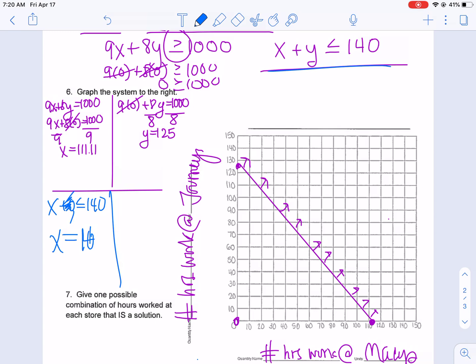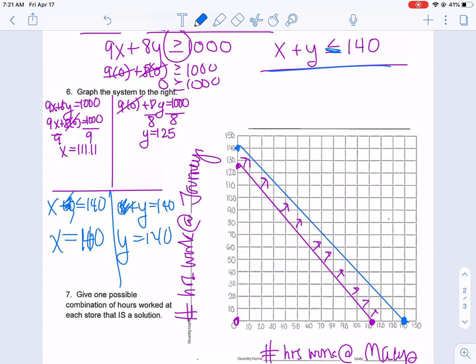All right. Plotting that one right there. If I want to find my y-intercept, plug 0 in. 0 plus y, again, we can make it equals to 140. Well, that goes away, so y is equal to 140. And I have an equal symbol in my inequality, so I'm going to draw a solid line. Let's connect them a little better.